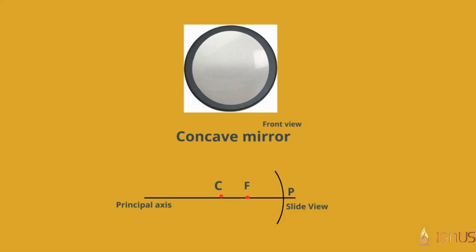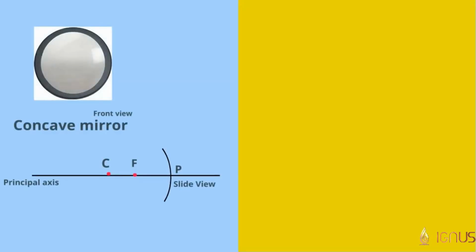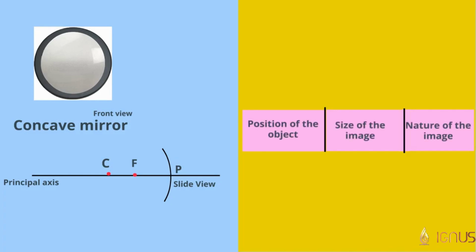Assume that initially the object is kept close to the mirror. The table on the right has 3 columns telling us where the object is kept, the size of the image formed and the nature of the image. So initially the position of the object is between F and P. What does the size of the image look like? We see the reflection in the concave mirror and the image is bigger in size. We see that it is enlarged. So we say that when an object is kept between principal focus and pole, the image formed is enlarged.